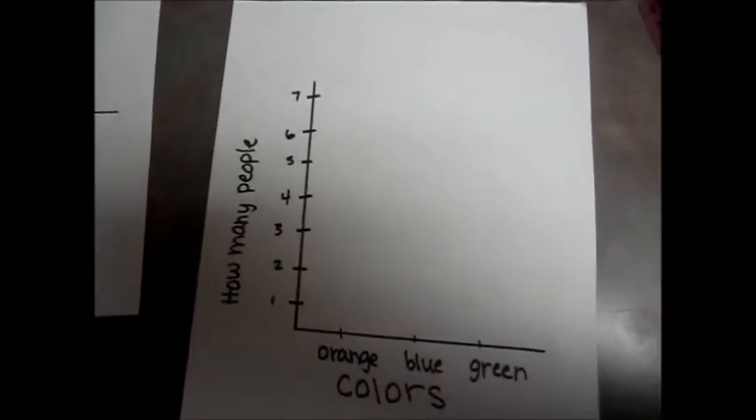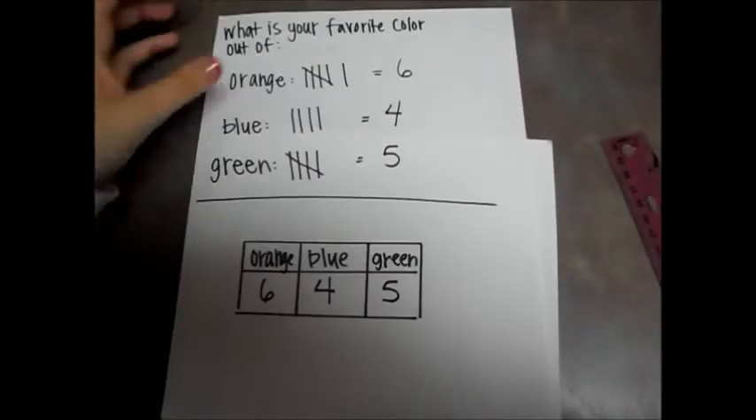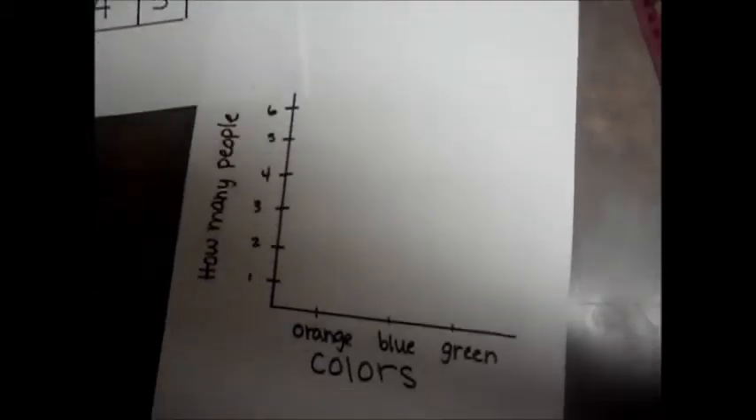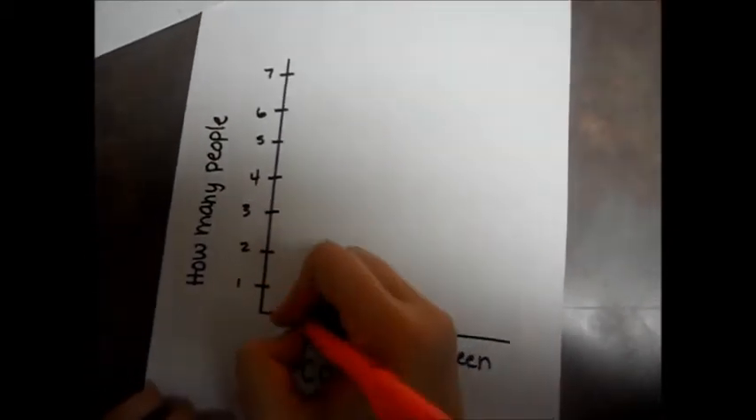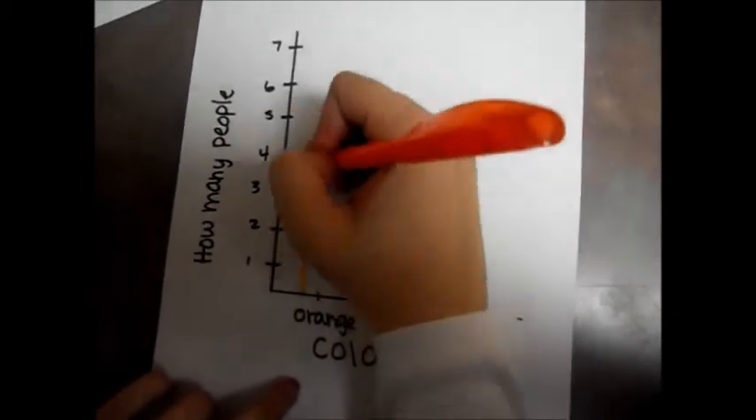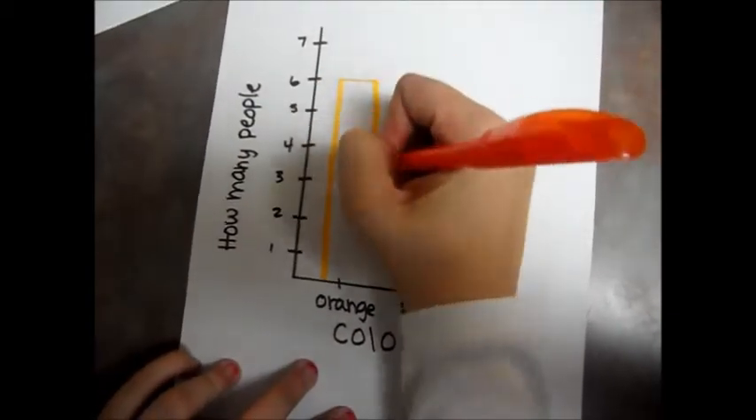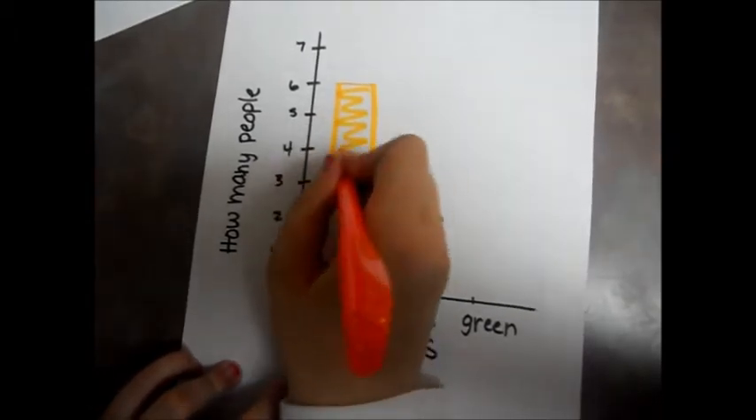So for orange, if you remember from the table, there were 6 people that liked orange. So we're going to draw a colorful line going all the way up to the number 6. Let's fill that in.